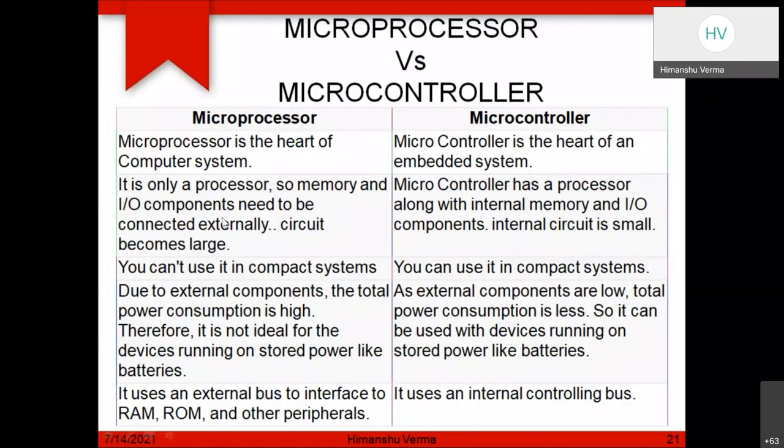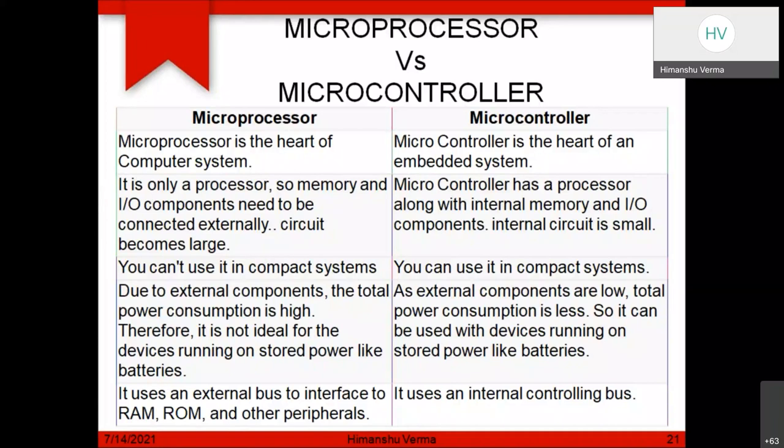Now, the biggest difference is that a microprocessor contains only processing units, right? So there is no memory inside it, and there are no input output components in there. So we need to connect them externally. And to connect them, we require some board, some platform, which we call a motherboard. That motherboard also contains all the system buses to connect these devices with the processor, right?